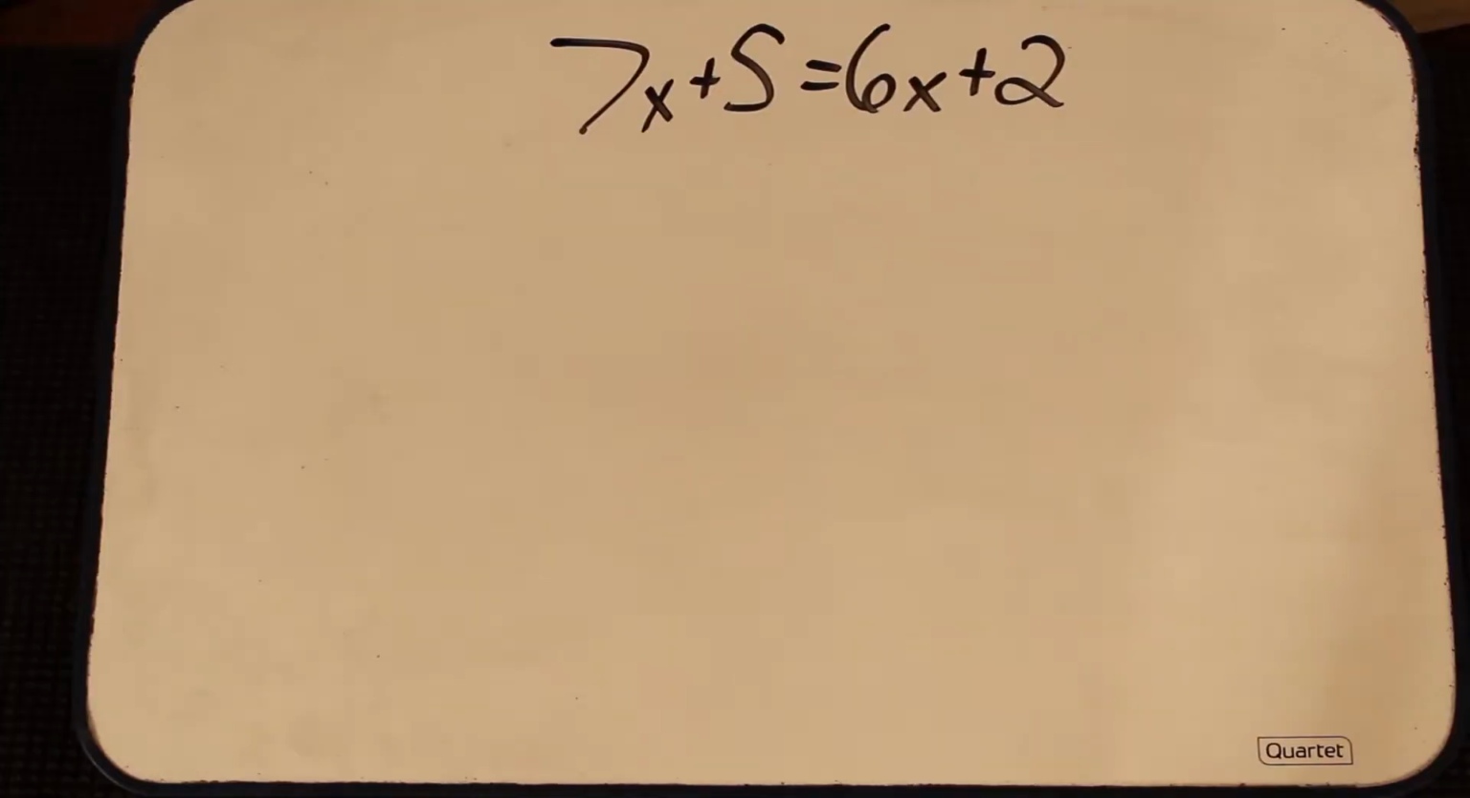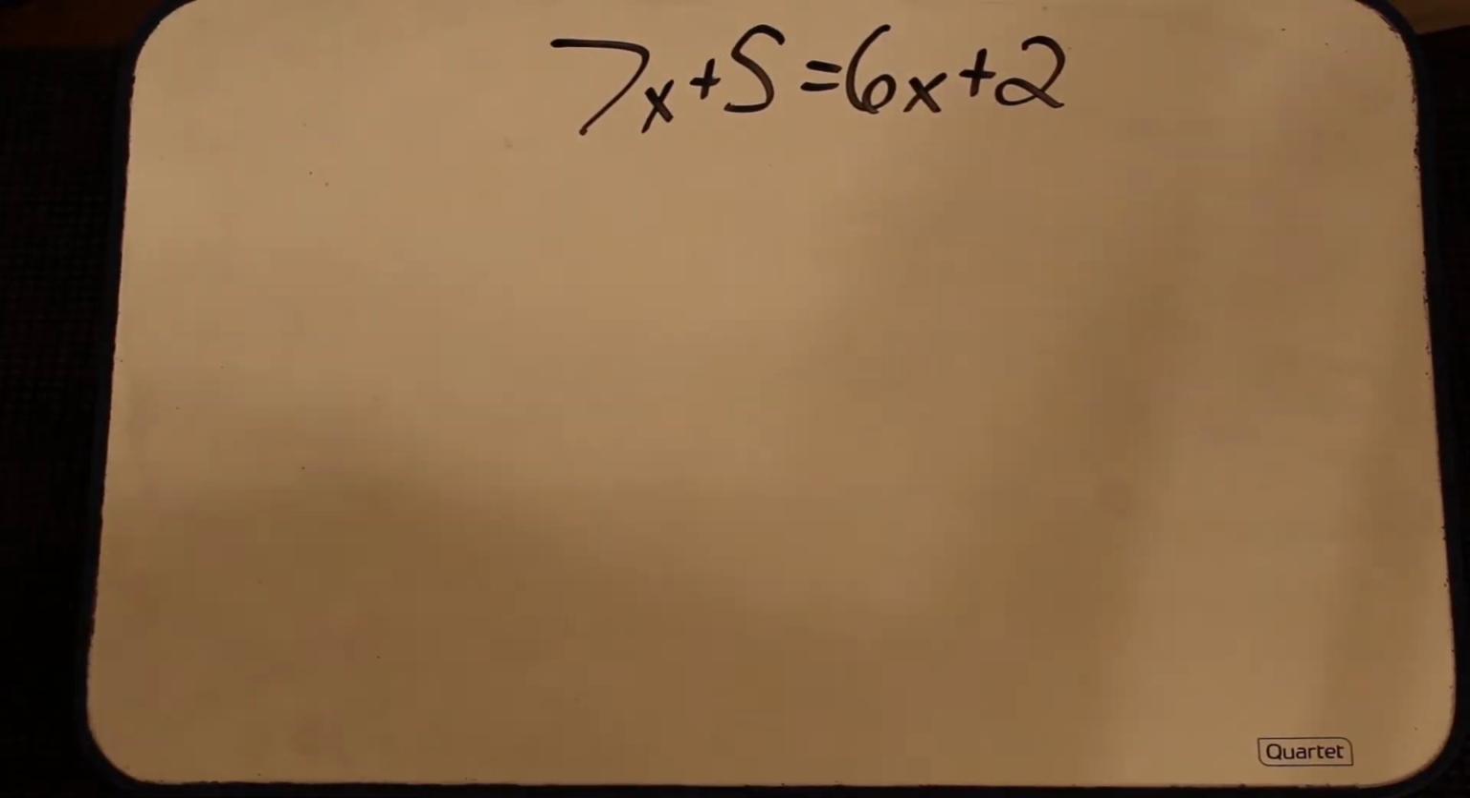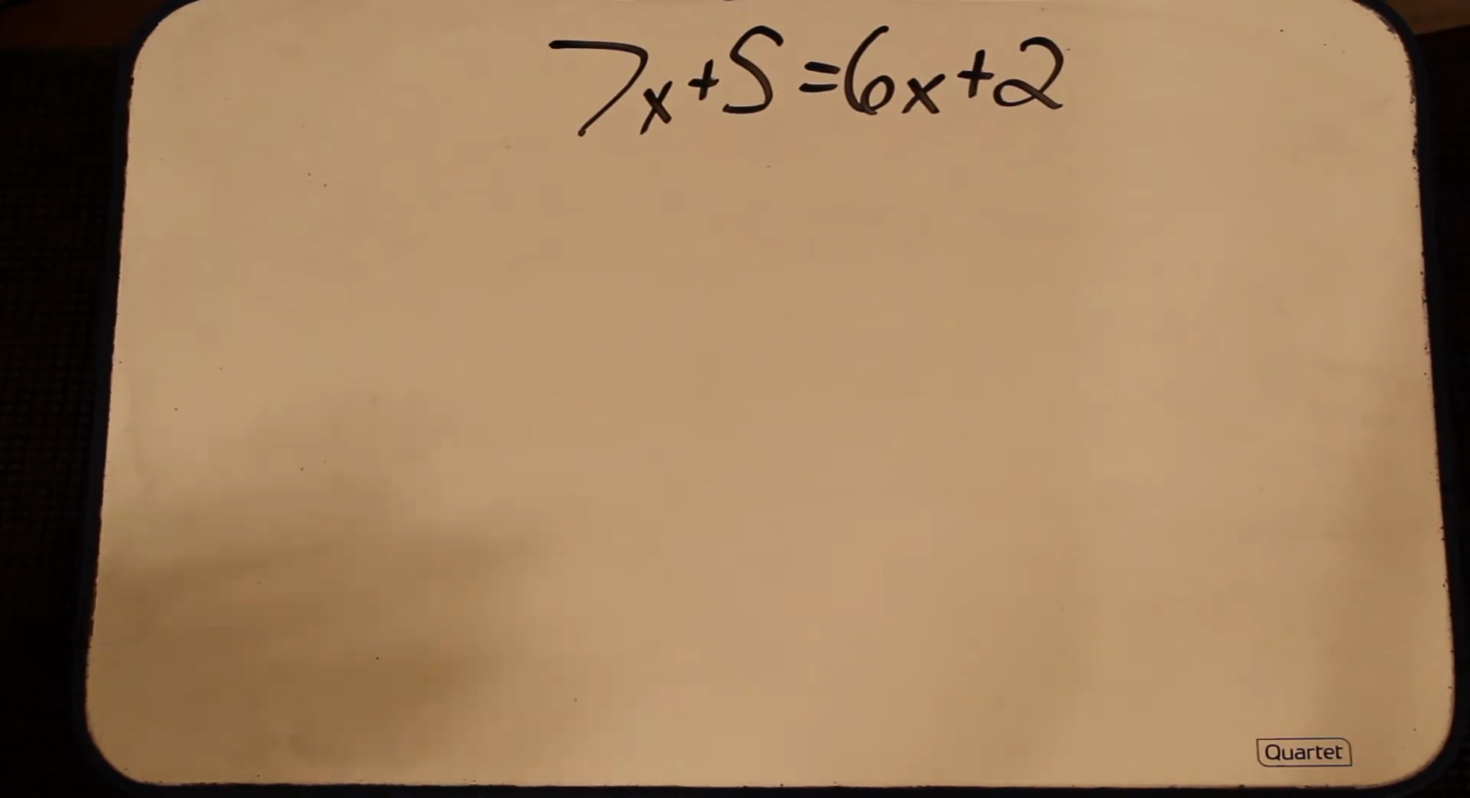Now that I've given you that visual, let's take a look at some examples of having variables on both sides of the equal sign. When we're talking about equations with variables on both sides, we're talking about something that looks like this. Here we have the equation 7x + 5 = 6x + 2. Now, we need to solve for x, but in order to do that, we need to move some things around.